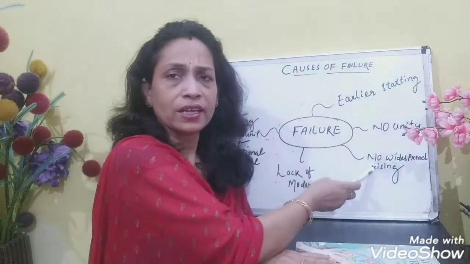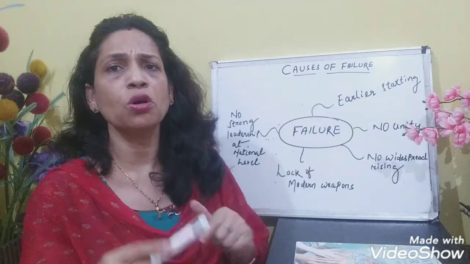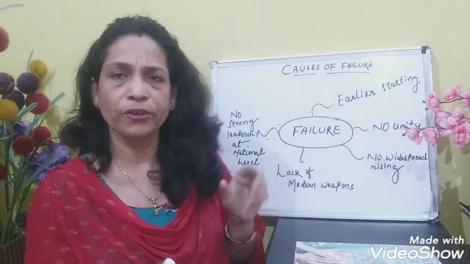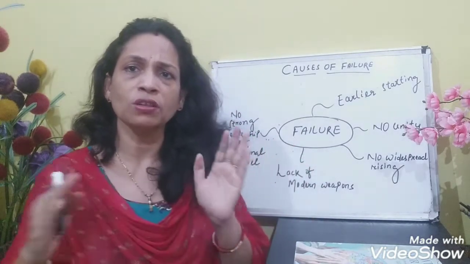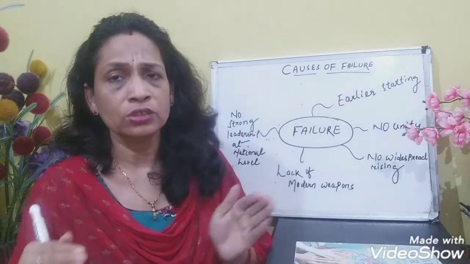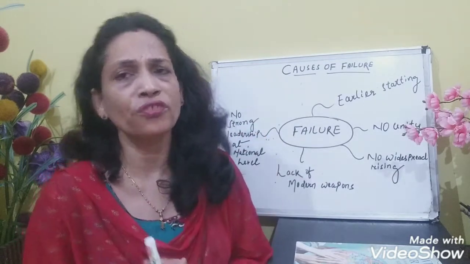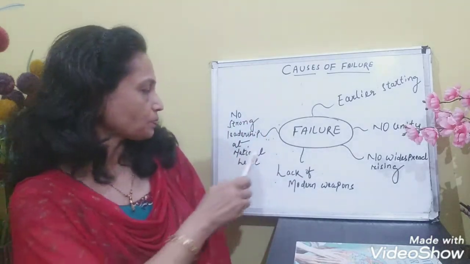No widespread rising. It did not spread to all parts of India. We have discussed that it was mostly limited to central India. The whole of India did not participate. So that was another cause of failure of the revolt.